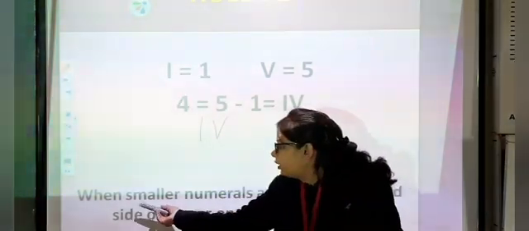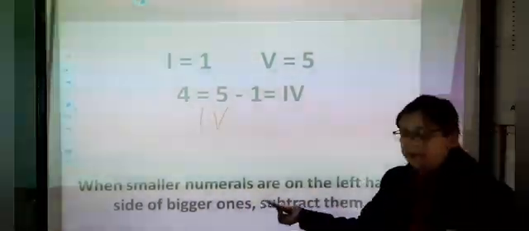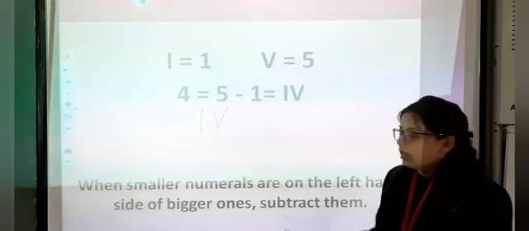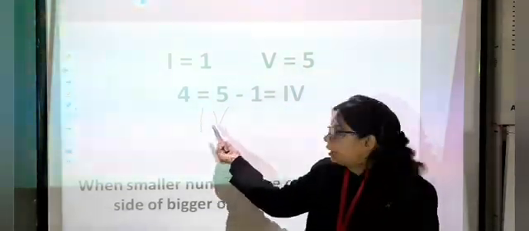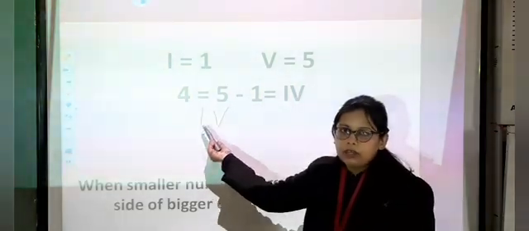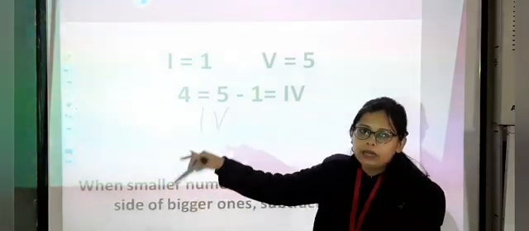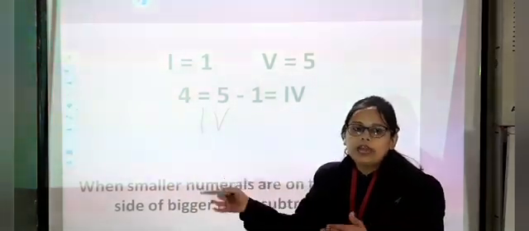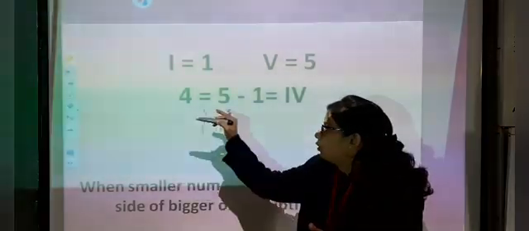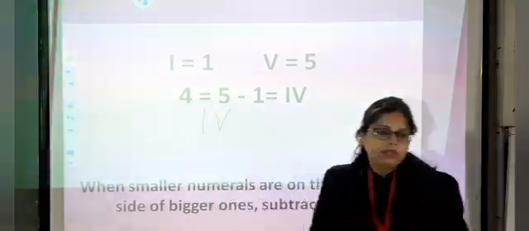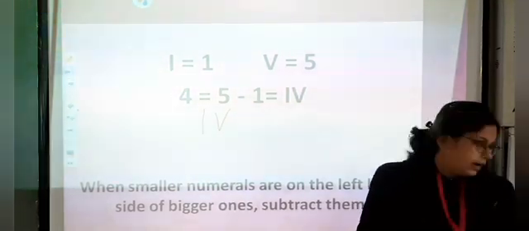So there is a second rule, that is, when smaller numerals are on the left hand side of bigger one, subtract them. For example, there is a bigger numeral, that is 5, V, and a smaller numeral, that is 1, I. So if I is placed on the left side of the bigger numeral V, we have to subtract that. Now we have got the numeral 4. So for 5 we have alphabet V, and for 4, I and V.